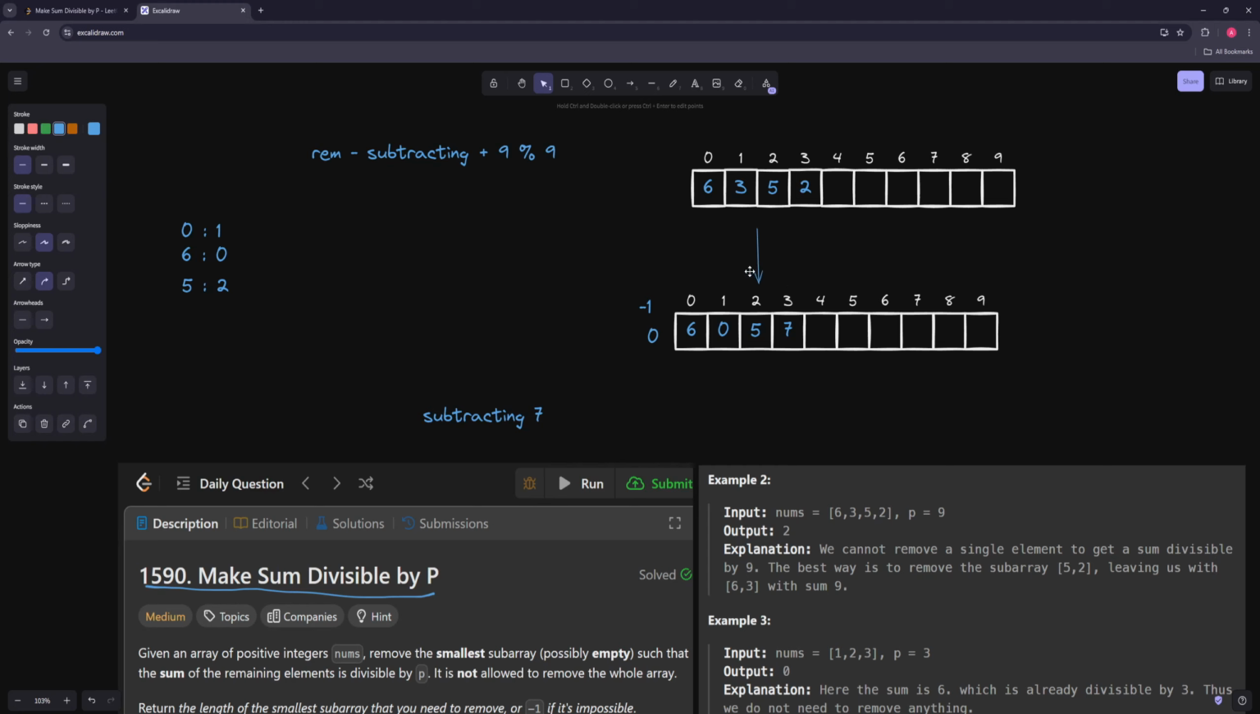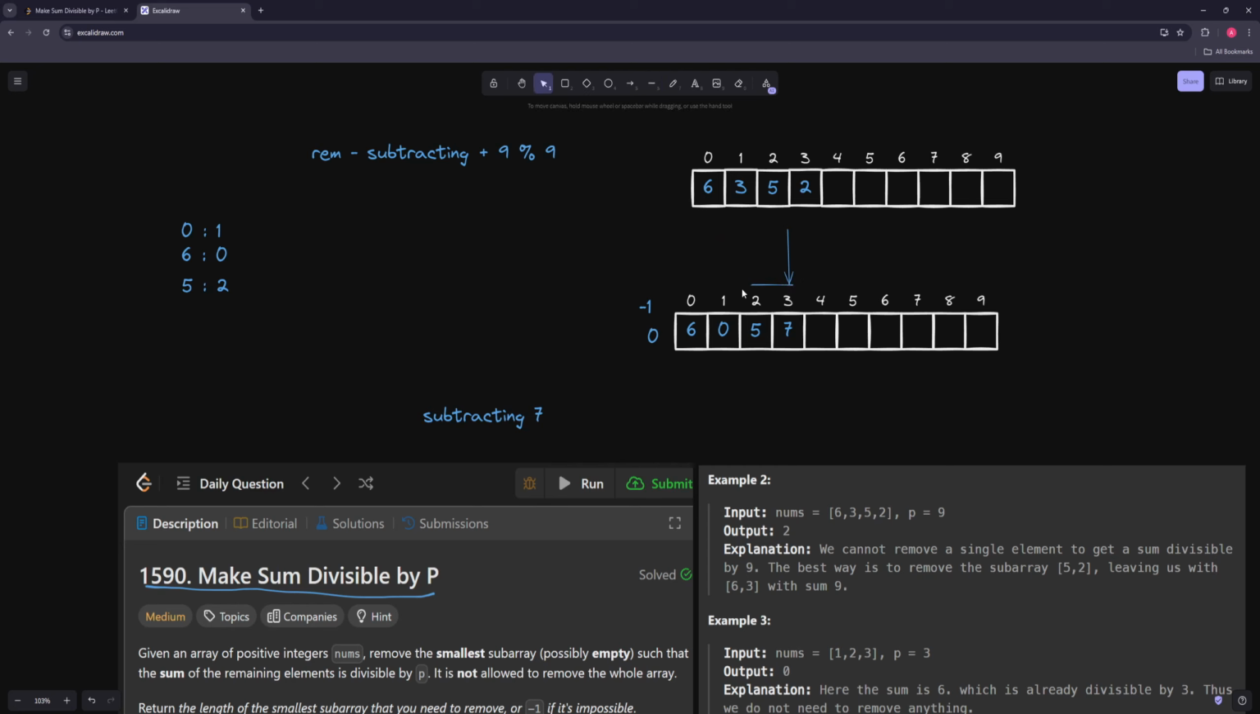So basically we're saying if this is a 0 and this is a 7, this thing between them had to have remainder 7, and that's what we're deleting, right? Because our goal was to delete the smallest thing with the remainder 7. So that is what we have, and we have that by this hash map.